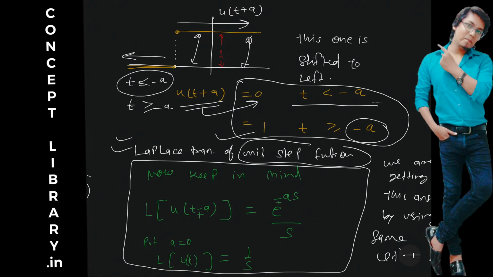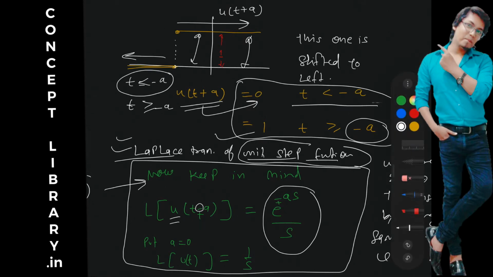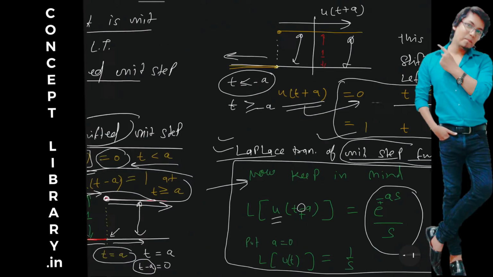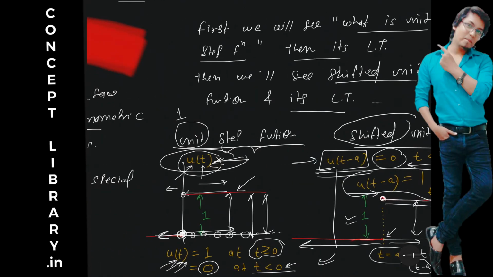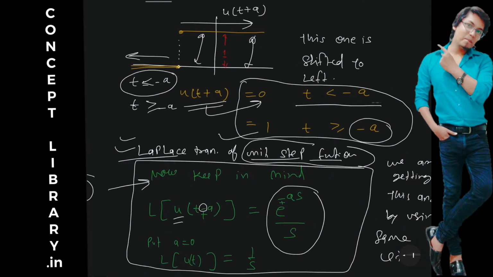Fine, clear. So now keep in mind, the Laplace transformation of the unit step function is this, whether you are using u(t minus a) or u(t plus a). If you are taking minus sign here, then minus will come here. If you are taking plus sign here, then plus will come here. I hope it's clear. In the same way, if you are using just u(t), then you substitute a equal to 0, then you'll have only u(t), put 0 here, then it will be 1, so 1 by s.